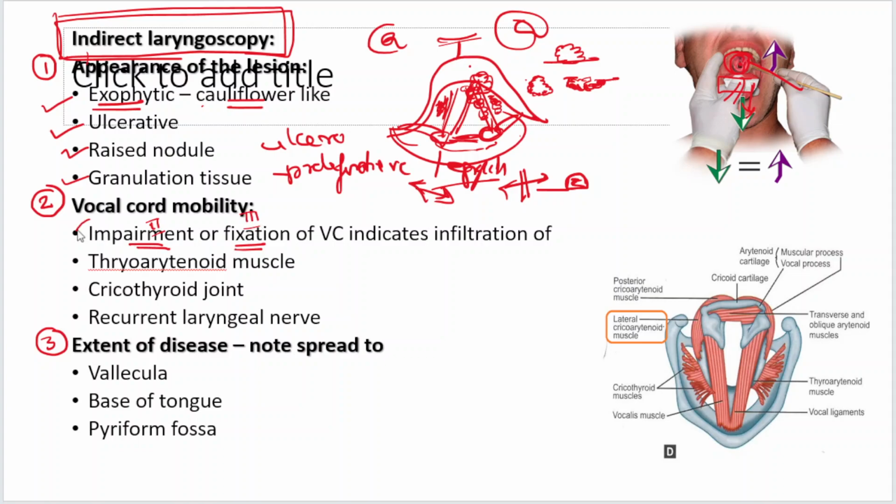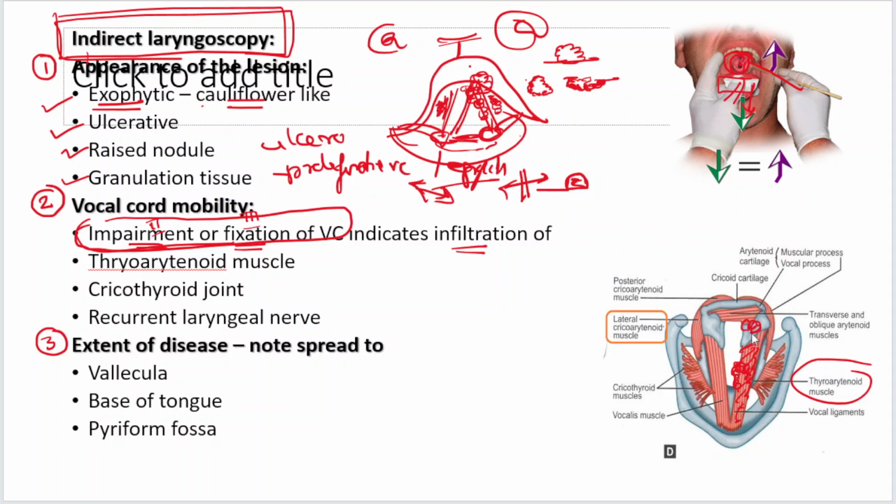So this is so important when you say whether it is an impairment or fixity of the vocal cord. Why does the vocal cord get fixed? It indicates that the tumor has infiltrated into the thyroarytenoid muscle. Now, this is a little bit of anatomy. This is the thyroarytenoid muscle, the muscle present in the vocal cord that is causing the vocal cord to move. If the growth is on the free edge of the vocal cord, it grows into the thyroarytenoid muscle. Obviously, the mobility is going to get impaired or fixed.